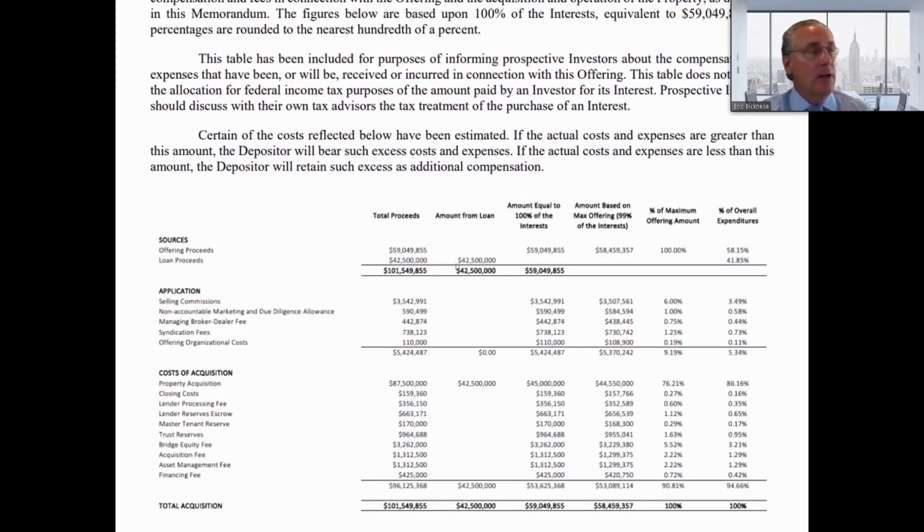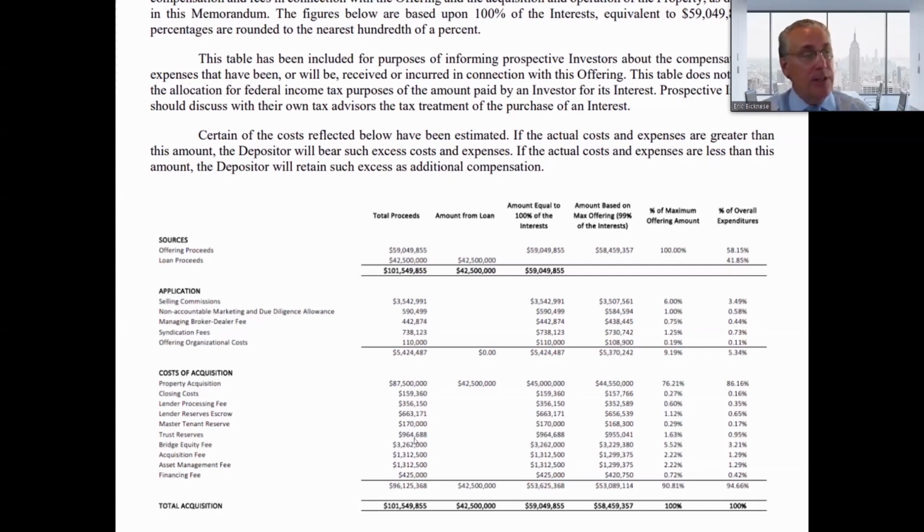Eric? This one right there in bold, here's your total offering amount, your offering proceeds, which is the equity being raised, and then your debt. We have the acquisition cost here, and we also have a few different line items for reserves. We got a lender reserve escrow, we got a master tenant reserve, and we got trust reserves.